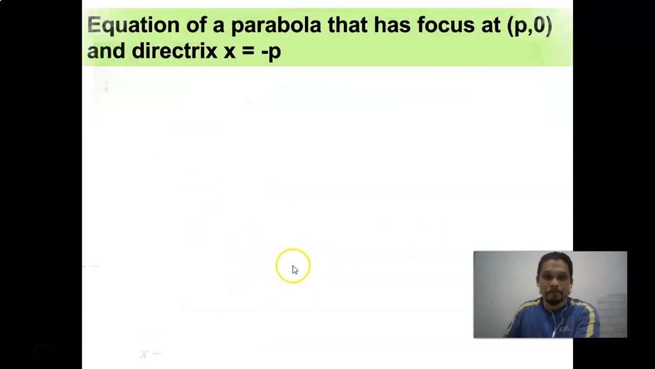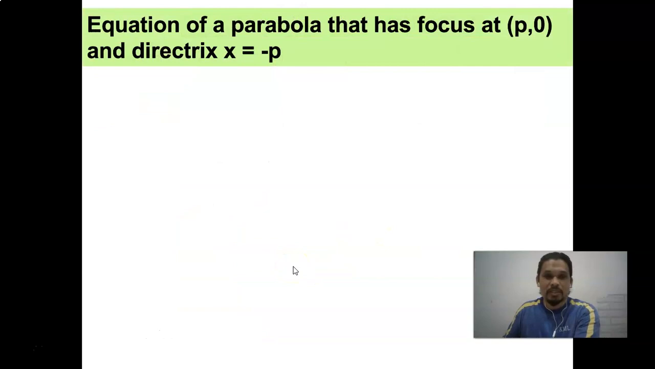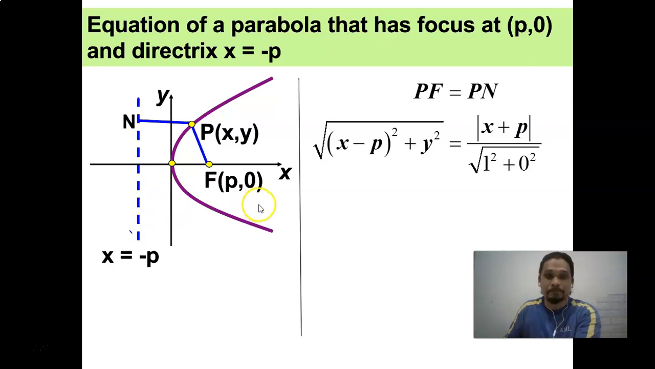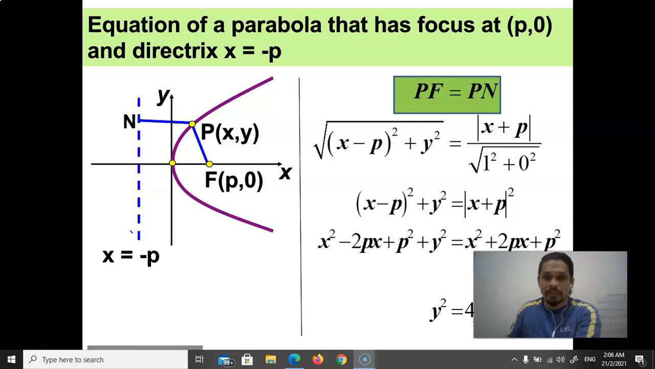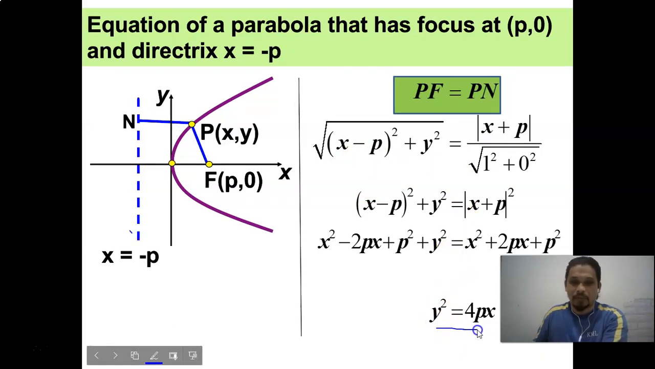Something like this here. The equation of a parabola with focus (p, 0) and directrix x equal to negative p. Okay, so this is the line of the directrix, the line x equal to negative p here. Okay, you have the lecture notes with you right now, so please refer to them. I'm not going to explain everything here. And they come up with the equation y squared equal to 4px.